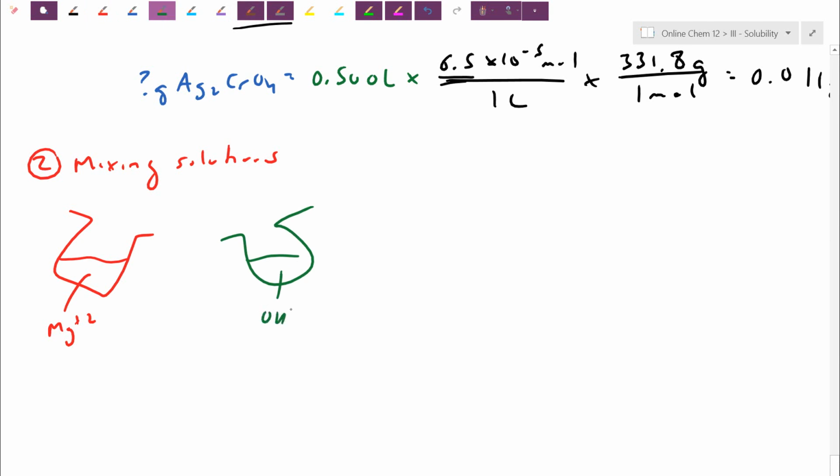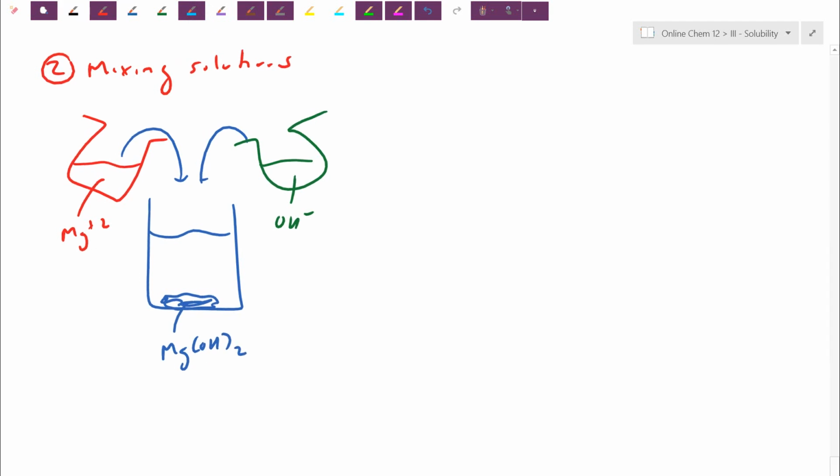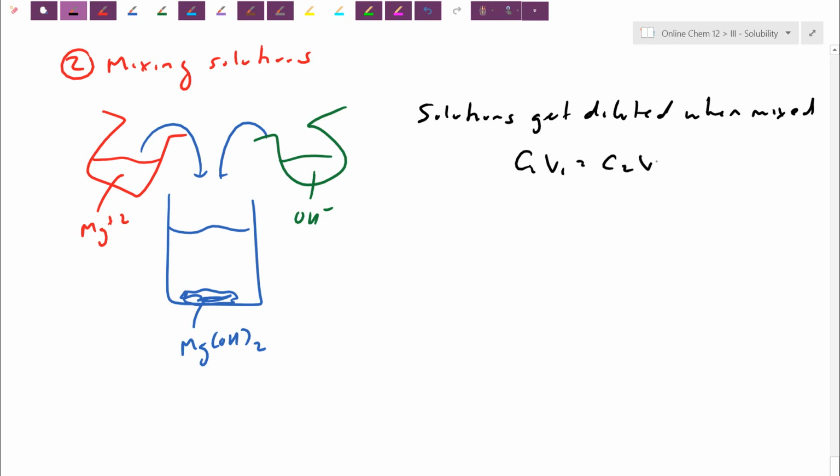We did this a little bit on the very first lesson. But basically, you just toss these in together. They're going to end up in this third container. They realize they don't dissolve very well. They will eventually also solidify out to become an MgOH2. What I want to show you in this situation, not only is there going to be a dilution, so solutions get diluted when mixed, so there's an added C1, V1, C2, V2 work that we need to do. But sort of more importantly here, you see that magnesium comes from its own solution.